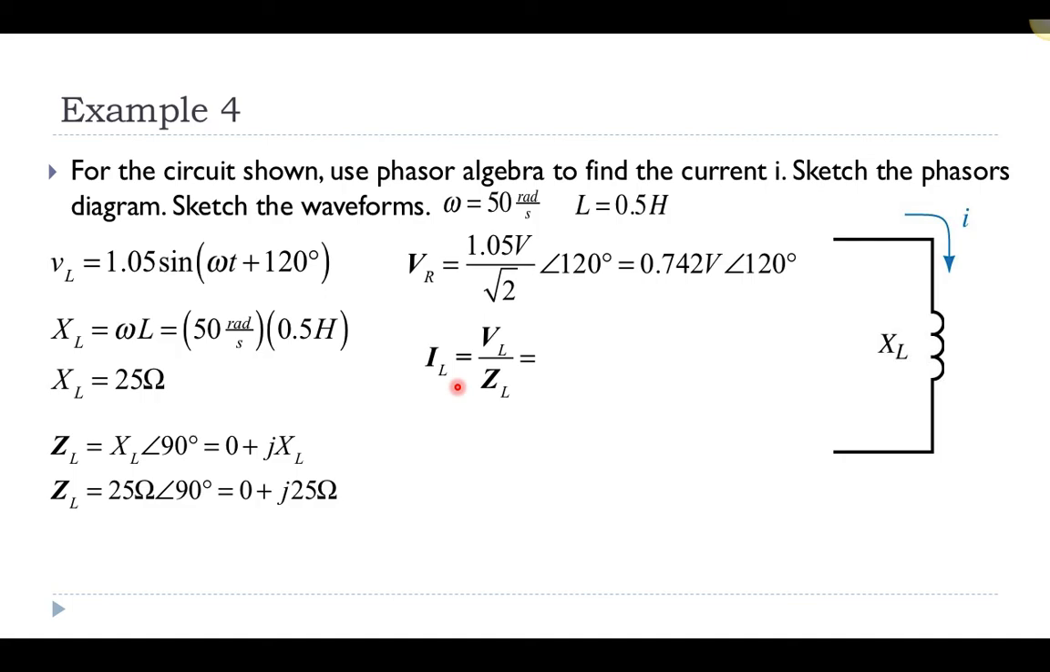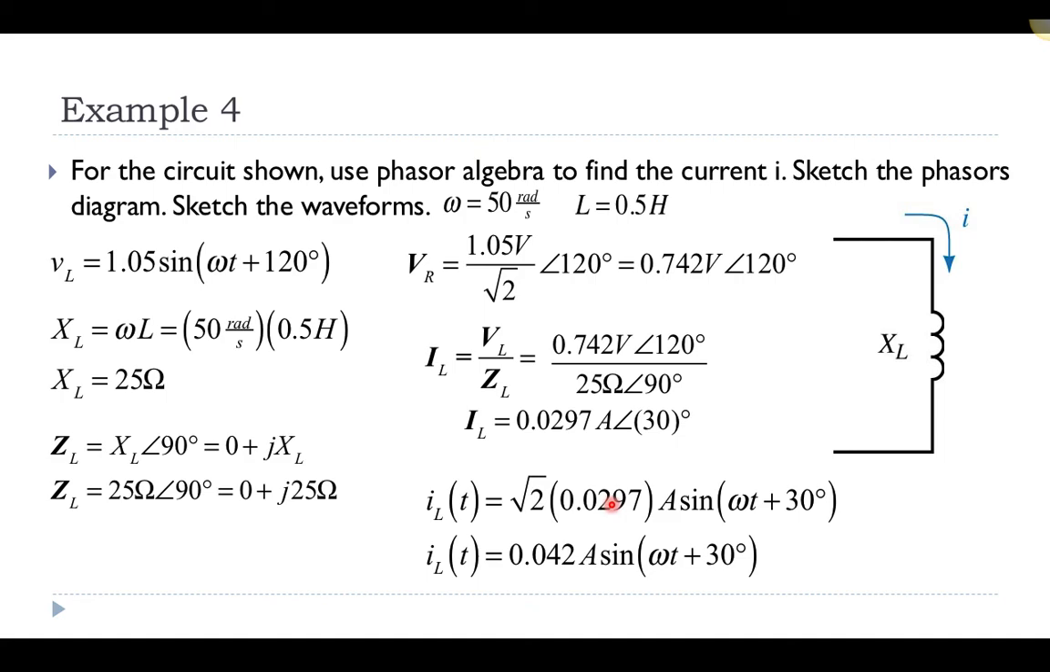And the current, according to the equivalent of Ohm's law for AC, is just the voltage over the impedance. I know what the voltage of my inductor is, 0.742, phase angle of 120. My impedance is 25 with an angle of 90. 120 minus 90 gives me 30. And then I can divide the quantities out front and I get 0.0297 amps at an angle of 30 degrees.